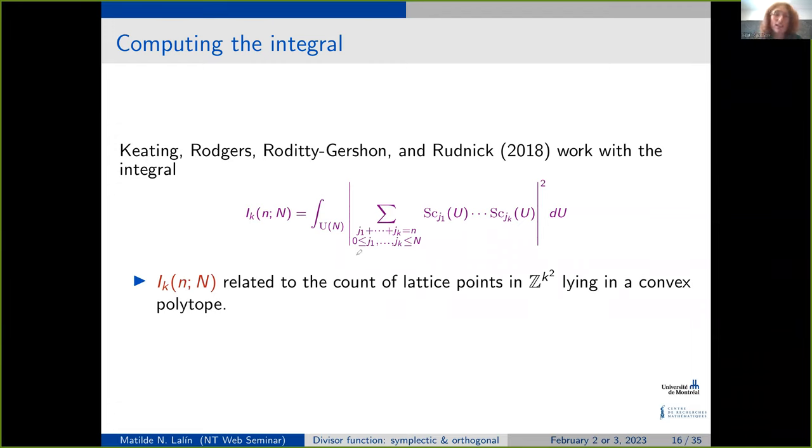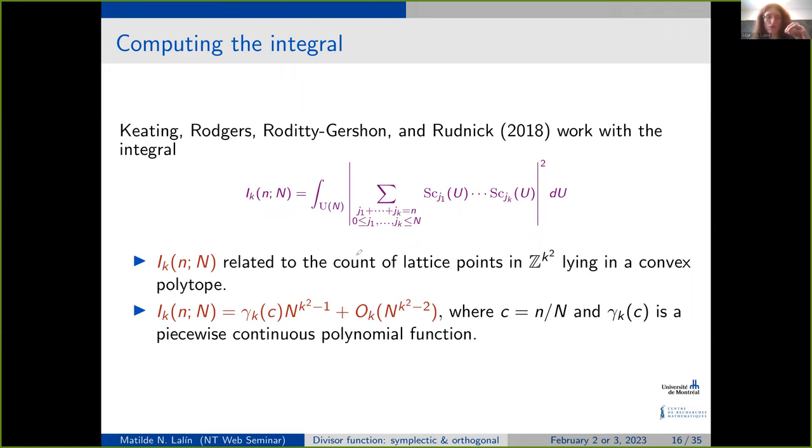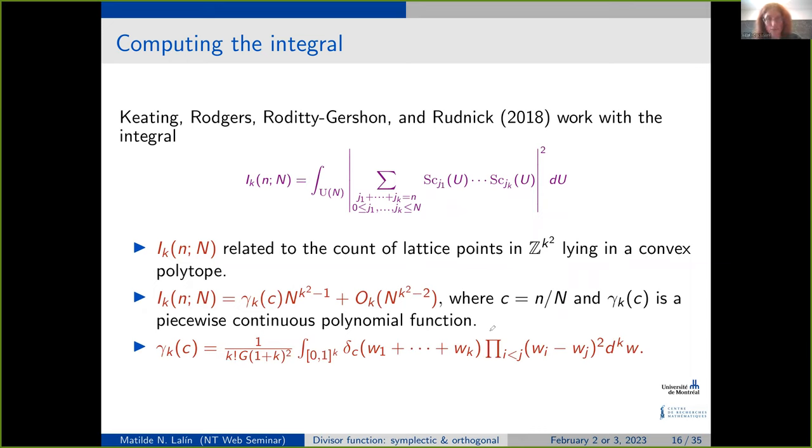One thing that can be done is to relate it to the count of some lattice points in Z to the k squared power lying in a certain convex polytope, and also to extract this gamma_{k,c} that I mentioned before. So what's the relationship between this and gamma_{k,c}? Well, this has to do with the main coefficient of the asymptotic. The size of this integral is like N to the k squared minus 1. And this gamma_{k,c} that keeps popping up in all these results is basically the coefficient of this. So we take c, small n over capital N, and that's what we get. And this gamma_{k,c} is, like I said before, this piecewise continuous polynomial function given by this integral.